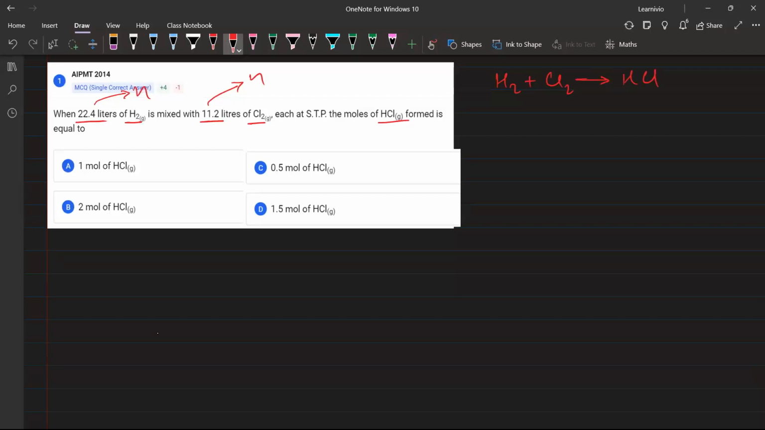Okay, so do this. ये हो जाएगा आपको वो से. Calculate the moles of hydrogen, calculate the moles of chlorine, then determine the limiting reagent. Then you have to determine the amount of HCl formed. First of all, balance this reaction. H2 plus Cl2 gives HCl.